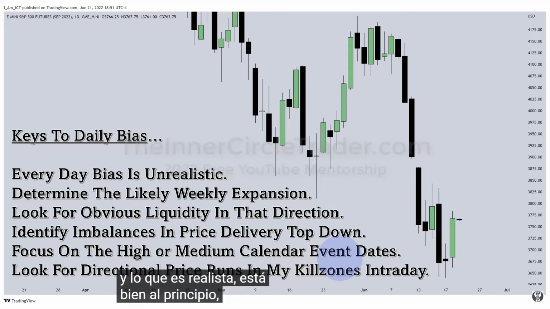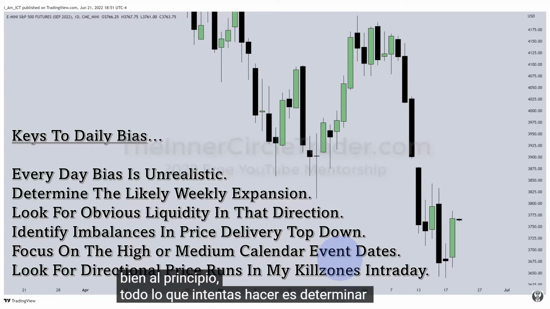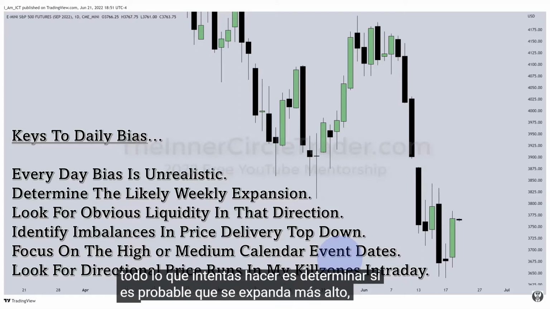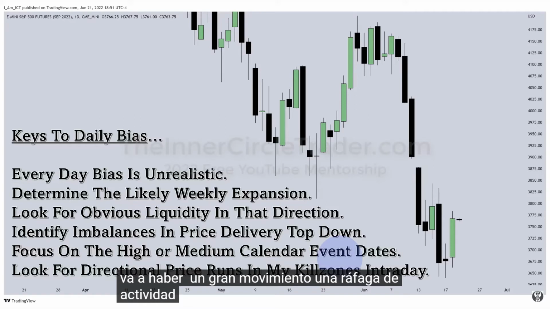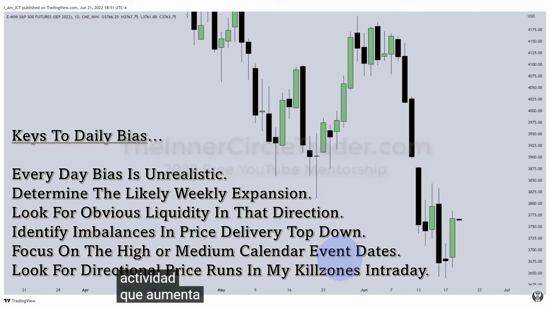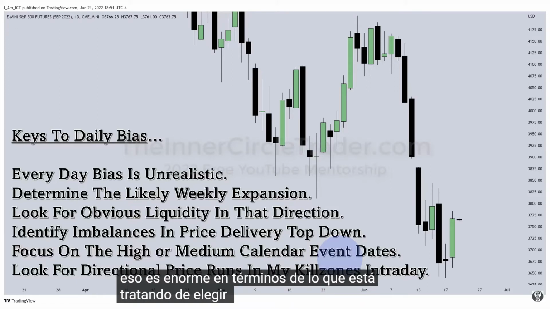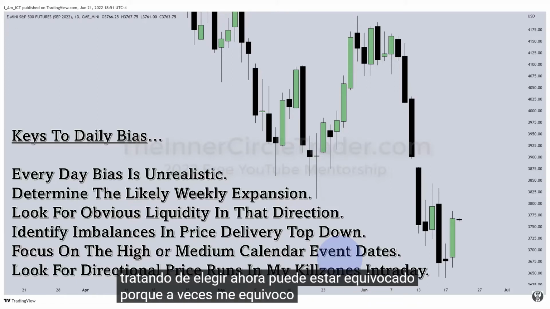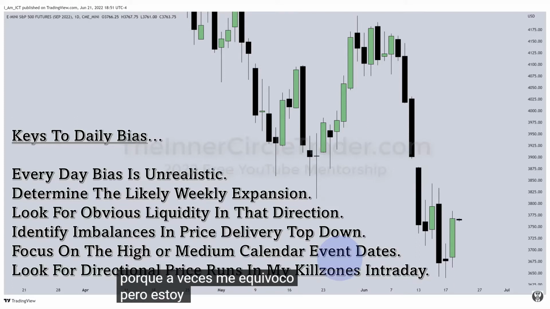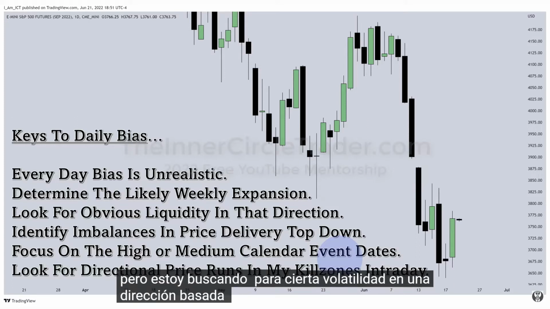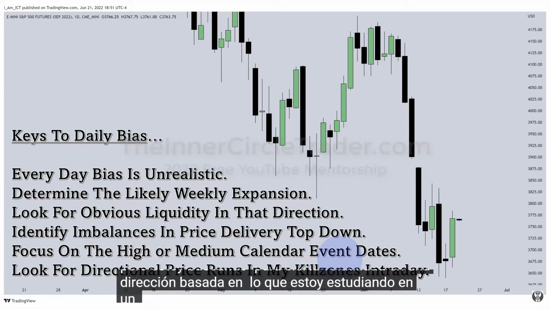Okay, in the beginning, all you're trying to do is determine, is it likely to expand higher? Is there going to be a big move, a flurry of activity going higher during the week or going lower during the week? And by itself, that is huge in terms of what you're trying to pick. Now, you might be wrong, because sometimes I get it wrong. But I'm looking for some volatility in a direction based on what I'm studying on a weekly chart.